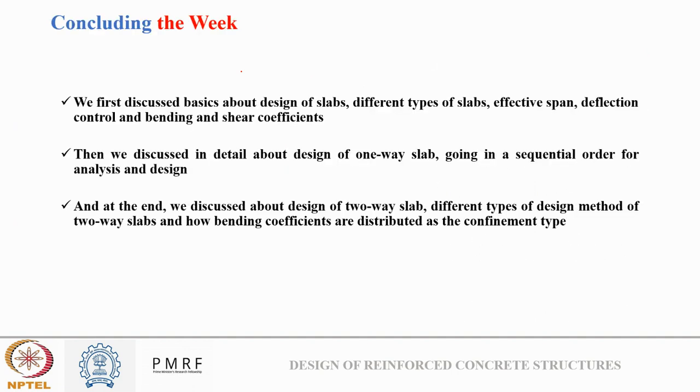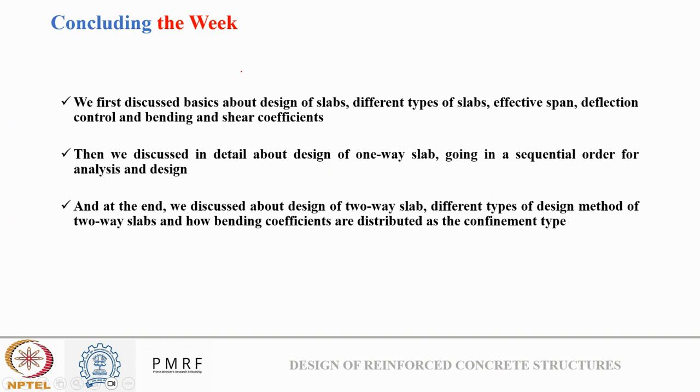Just to conclude, whatever we discussed in this session: we first discussed the basics about design of slabs, different types of slabs, effective span, deflection control and coefficients. Then we discussed in detail the design of one-way slab, going in a sequential order of analysis and design, and we saw one complete numerical on how a one-way slab is designed. And at the end, we discussed the design of two-way slab, the different design methods, that is simply supported and restrained, and how bending coefficients are distributed as per the confinement type.